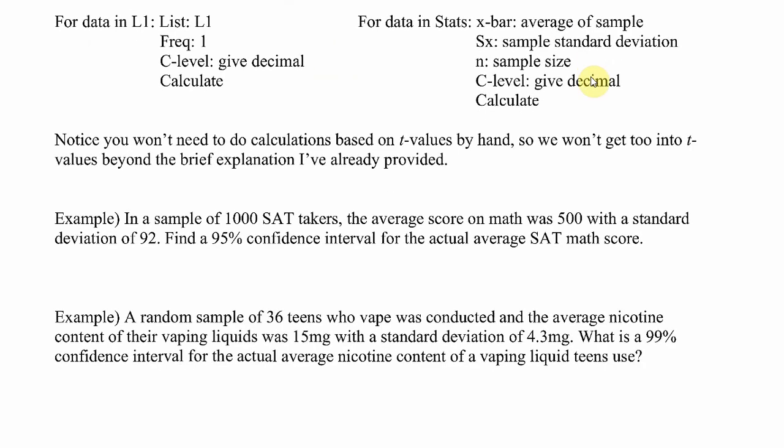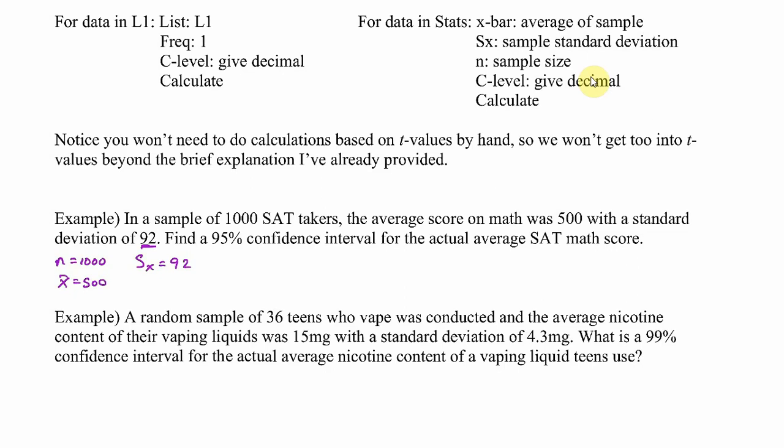In a sample of 1,000 SAT takers, the average score on math was 500 with a standard deviation of 92. Find a 95% confidence interval for the actual average SAT math score. So n is 1,000, which is certainly greater than or equal to 30, so the central limit theorem applies. The average was 500, so that's our x bar. Our sample standard deviation was 92, so I'll write that as S sub x. And we want a 95% level of confidence here.